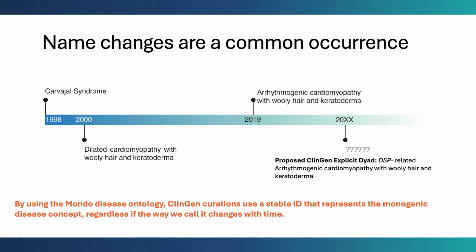Here you can see a perfect example. Carvajal syndrome in 1998 moved to dilated cardiomyopathy with woolly hair and keratoderma, then moved to arrhythmogenic cardiomyopathy, actually by one of the ClinGen GSEPs. And then where is it going to go in the future? Well, because this was talking about a DSP-related condition, maybe that's where it needs to go in that explicit dyad. But what I want to emphasize again is that by using the Mondo disease ontology with those IDs, ClinGen curations have that ID. So it means that we're representing the concept even if the name isn't the same as what OMIM says or the same as what Mondo says. We know that we're talking about the same things.